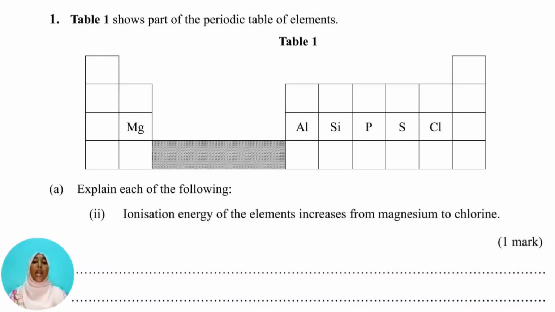When it comes to the ionization energy, again, we are having an increase from magnesium to chlorine. So essentially, the ionization energy of chlorine is going to be the highest, okay? And magnesium is going to be the lowest. So we need to explain this.